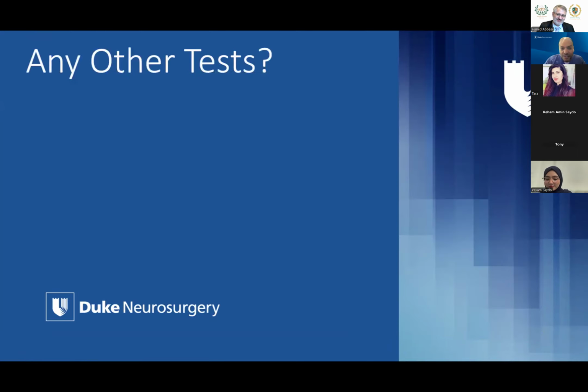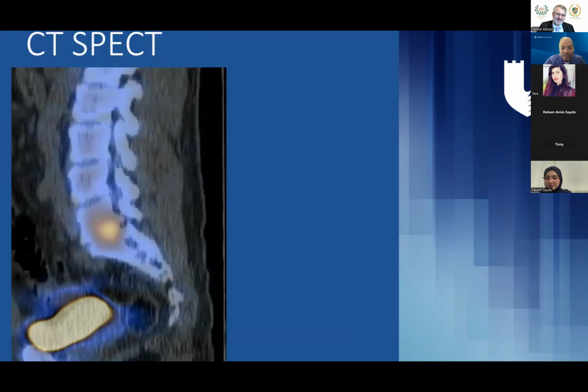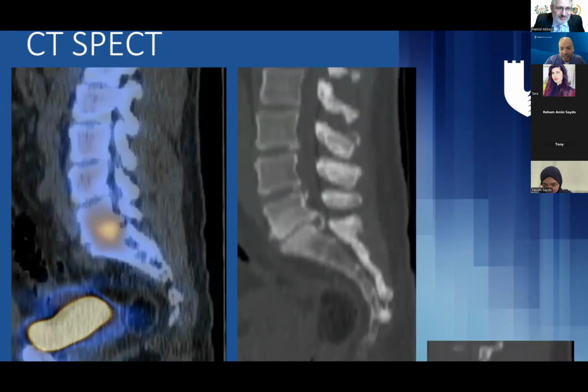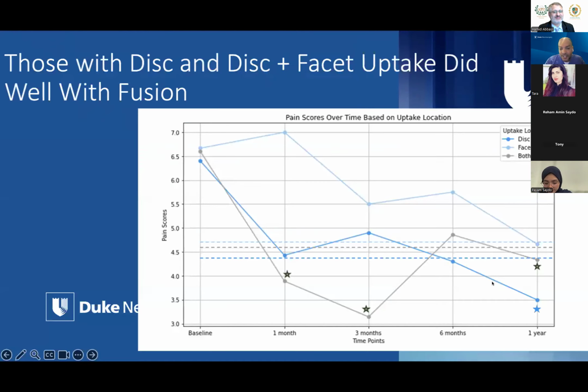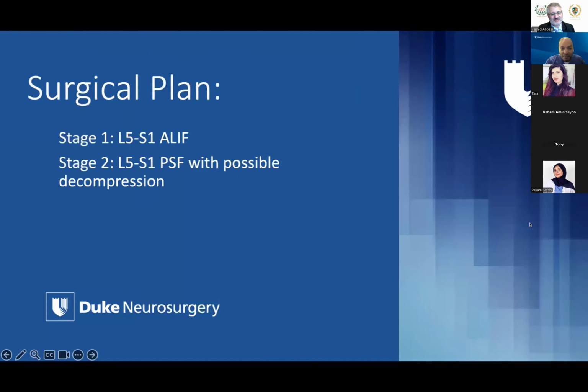So we've actually started to use CT SPECT to look at whether we think that this is a pain generator. This is work that was done by a medical student and now is a resident here. She did this work, which was just recently published, looking at 3 different signatures of CT SPECT, whether it's around the disc space, whether it's around the facet joint and the disc space, or whether it's around the facet joint alone. And she showed very remarkable results, that it seems that those people that only had facet joint pain did not get better.